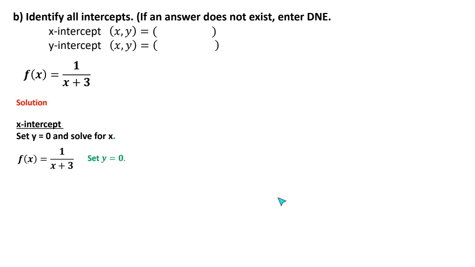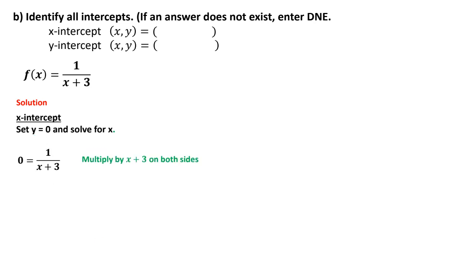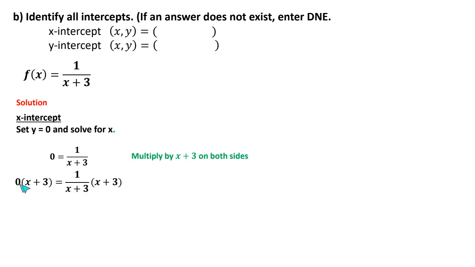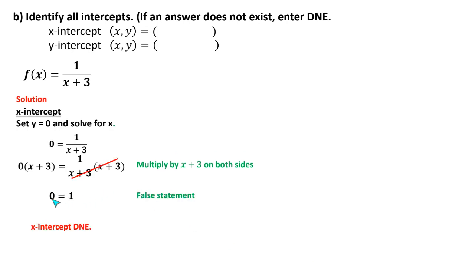The next thing we want to do is find the x-intercept. To find the x-intercept, we let y equal 0 and we solve for x. In order to solve for x here, I'm going to multiply by x plus 3 on both sides. On the left side, 0 times x plus 3 is going to be 0, and 1 divided by x plus 3 times x plus 3 is going to give us 1. If you notice here, 0 does not equal 1. That's a false statement. What that means is that we have no x-intercept, so we would enter does not exist into the WebAssign homework.